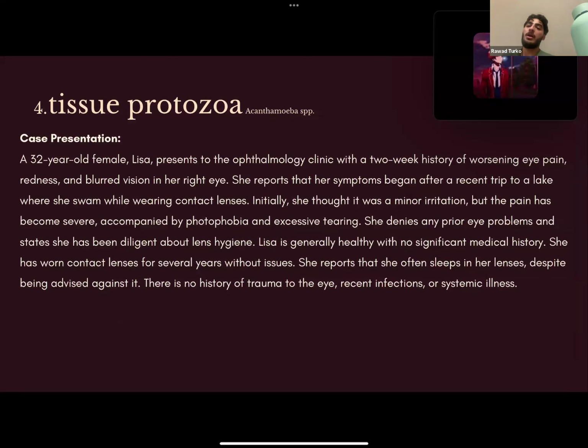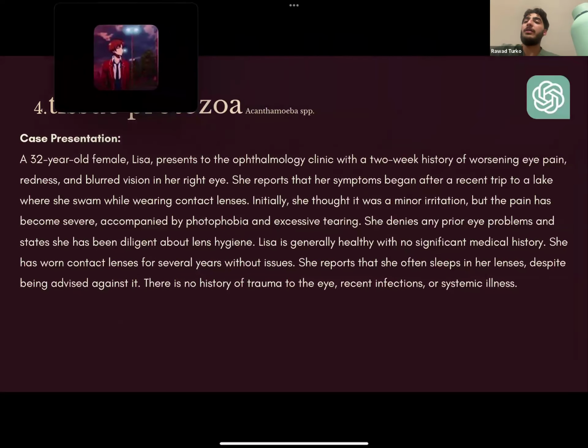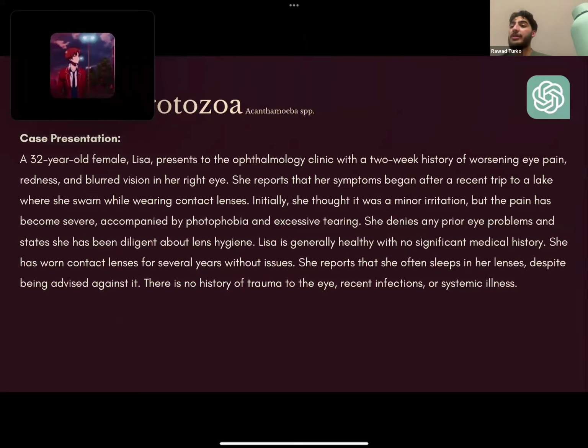Okay, so a 32-year-old female presents to the ophthalmology clinic with a 2-week history of worsening eye pain, redness, and blurred vision in her right eye. Okay? She reports that the symptoms began after a recent trip to a lake where she swam while wearing contact lenses. Immediately, I don't even have to read anything else. So she has eye symptoms. She took a recent trip and she swam while wearing contact lenses. And she has photophobia and all those things. Immediately, it's acanthamoeba.